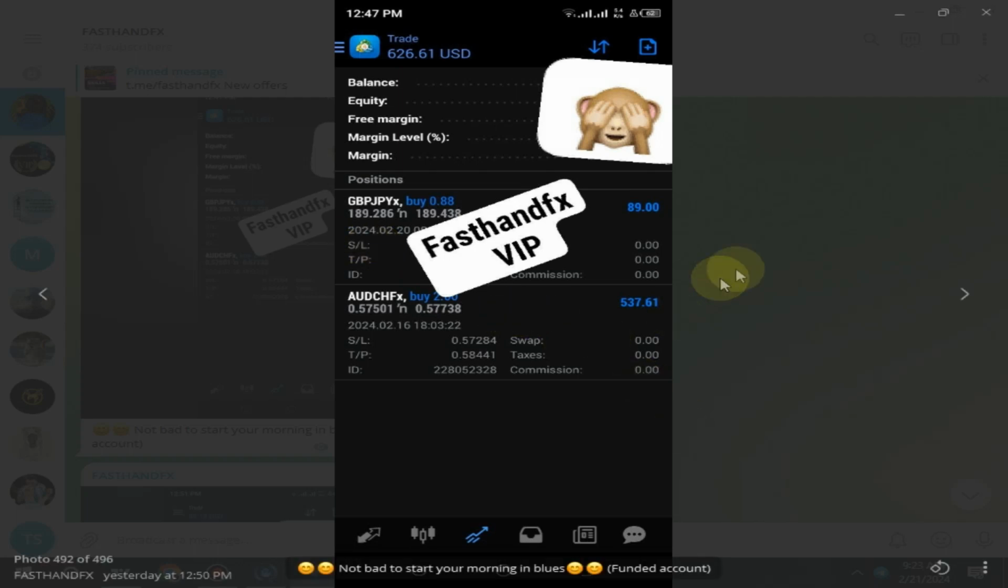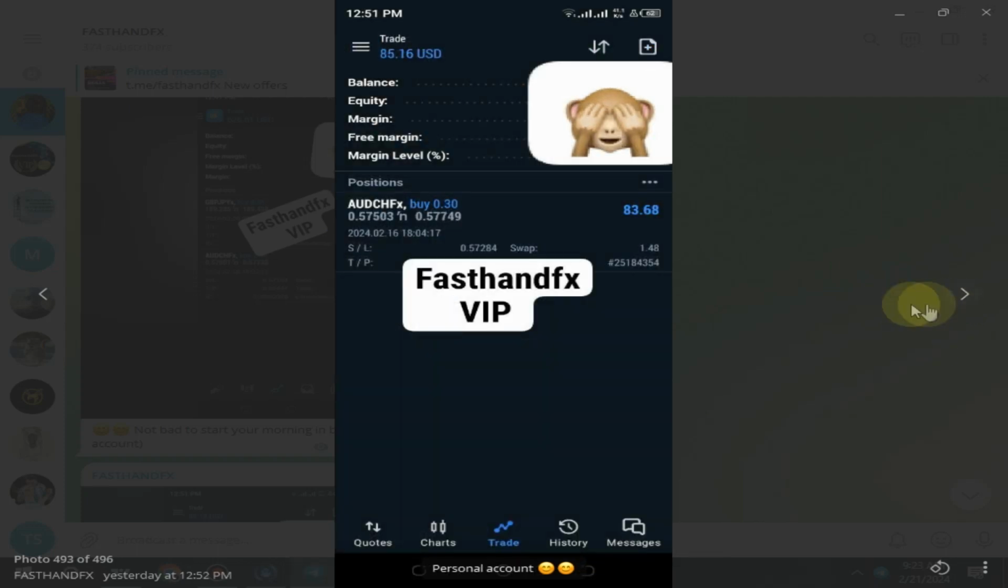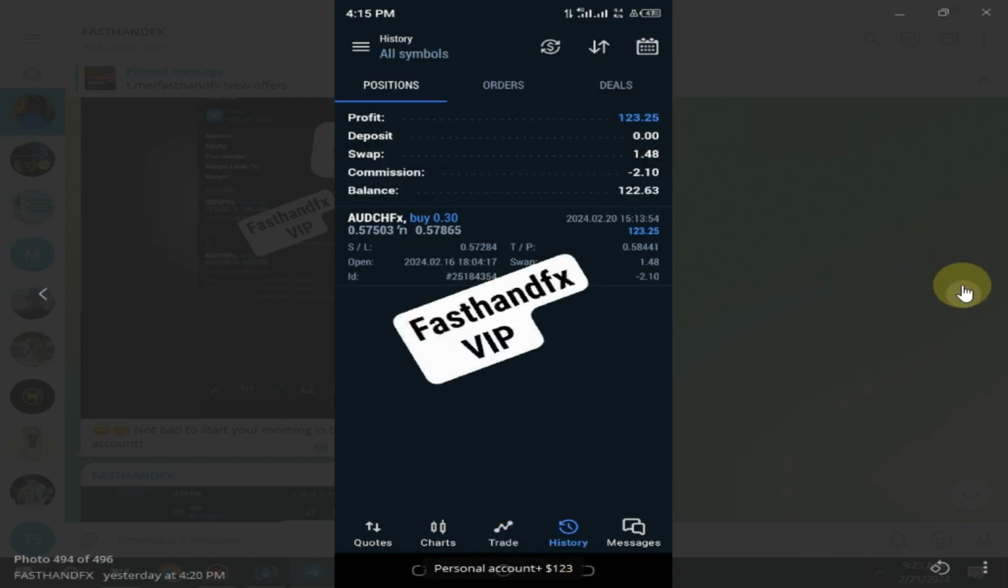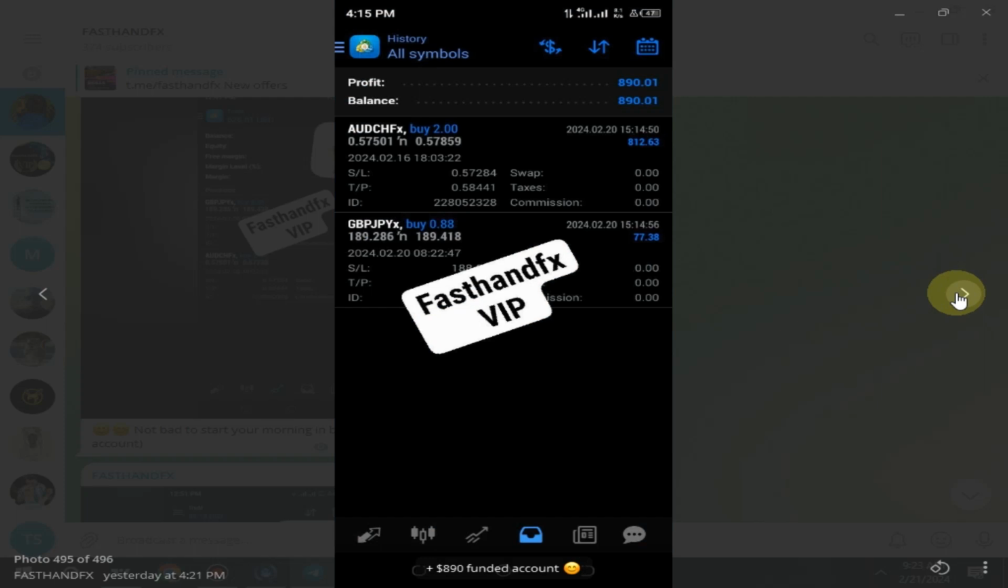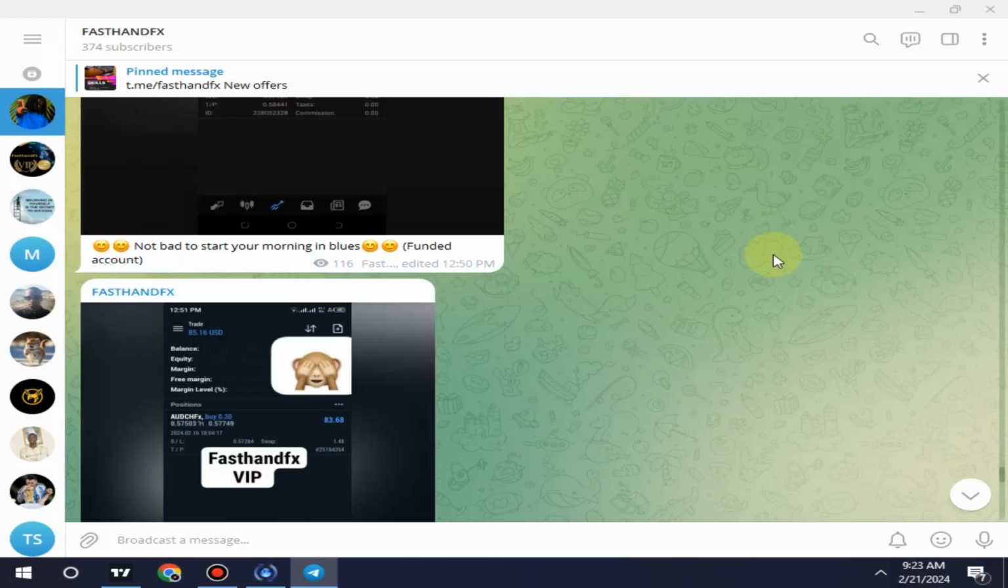This was a funded account. Right now I was up around 626. Then this was a personal account, also up 85 as it plays out. And I closed my position yesterday because there was incoming news, I never wanted to risk. That was 123 on my personal account, and on my funded account I closed on $890. So it was an amazing run.